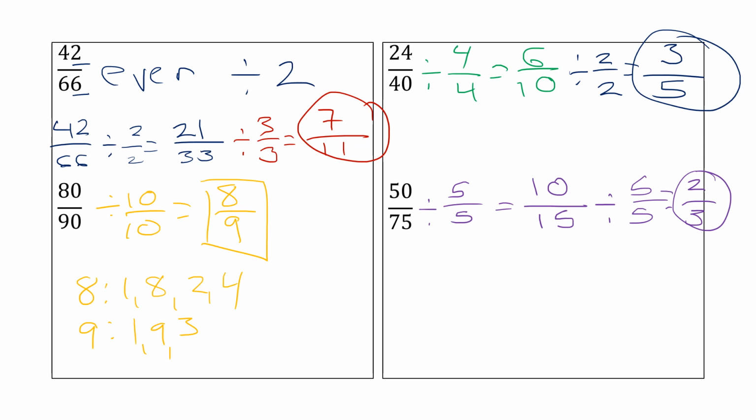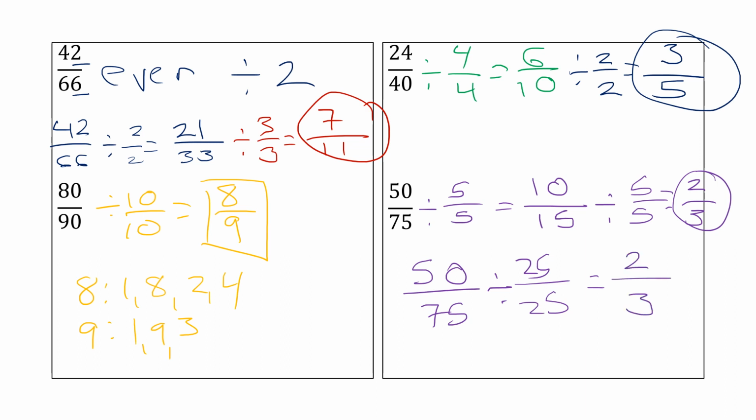Again, we could have just taken this whole fraction, 50 over 75, and divided the whole thing by 25. And that would have been perfectly acceptable. If you see that in a problem and you just want to go big and be done, that's great. We'll divide the whole thing by 25. But if you're not sure, start small.